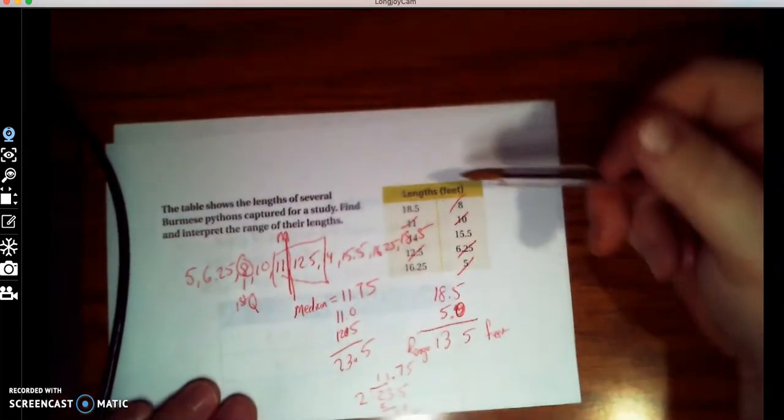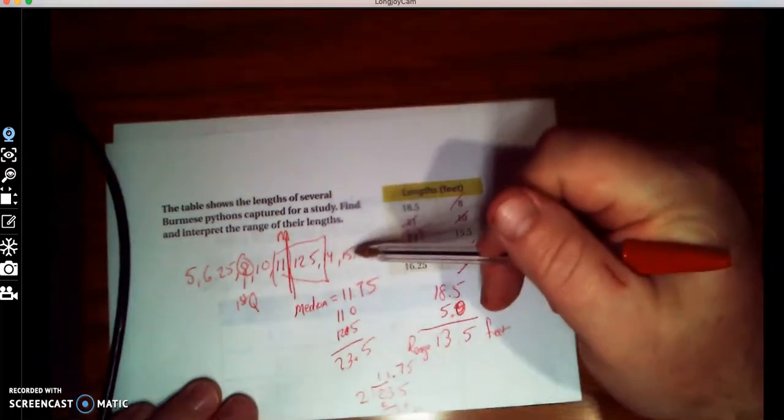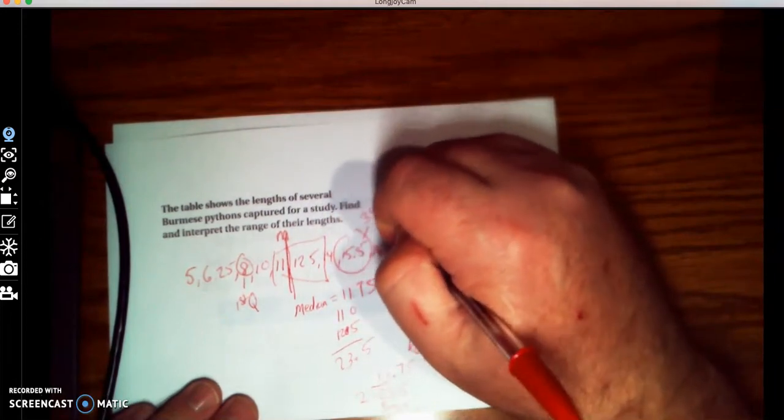Now you do the same thing for the third quartile. 1, 2, 3, 4, 5. This is our third quartile right there. I'm going to put it up top just to save space. Yeah, I know I'm a little messy right here, but I hope you understand it. Okay. So that's our third quartile right there.